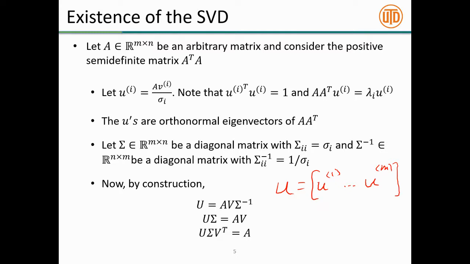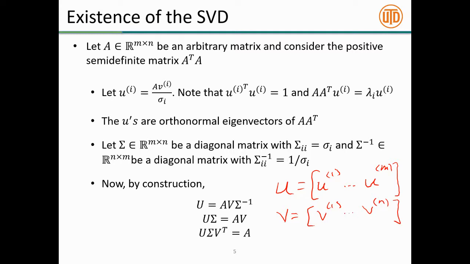Let's keep A equal to A, and let V be the same thing. It's the matrix of eigenvectors of A transpose A. V has as its columns, by definition, the eigenvectors v1 through vn. So U is an m by m matrix, and V is an n by n matrix, because the v's lie in an n-dimensional space and the u's lie in an m-dimensional space.